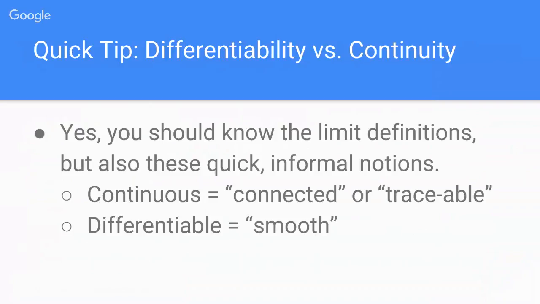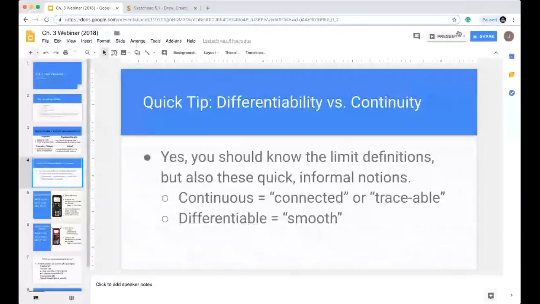So, not notations, but just descriptions. If a function is continuous, if you remember the idea of it being connected or traceable, it has no holes in it, no asymptotes. That's what it means to be continuous in an informal sense. Obviously, there's the limit definition, but this is just a helpful trick to remember. And then differentiable, that's associated with smoothness. If a function has smooth curves, then it's going to be differentiable at those points.